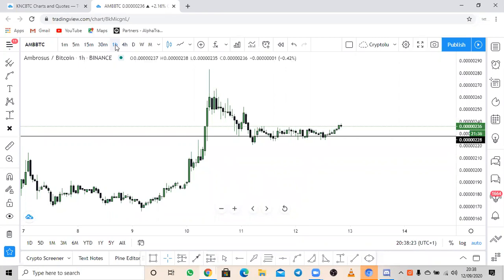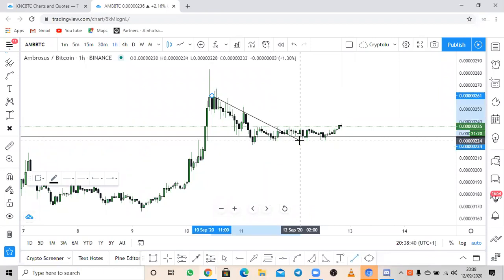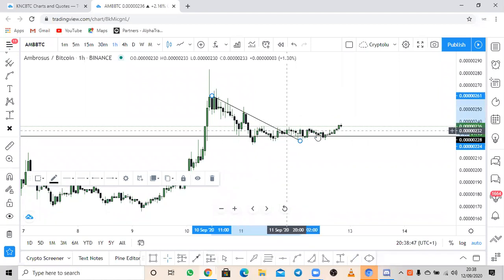Now on the 1 hour, everything looks normal. When you draw a trend line on price from here all the way down, you see that price was initially under this trend line before we had a breakout and price started consolidating around here. So this is just like the same thing that we had with KNC. A breakout followed by a consolidation is actually a bullish signal. So once you have a breakout, what you're expecting is now coming.